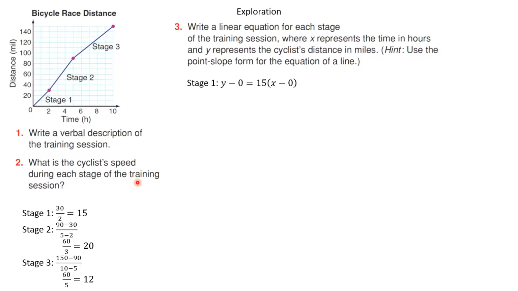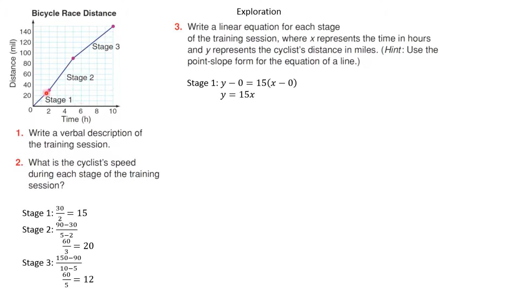All right, and question 3, the equations of the lines. So the first one, y minus 0 equals 15 times x minus 0. I use 0, 0 for the point here, just because it's easier. We could have used 2, 30. That would have been okay, but again, easier, because this simplifies to just y equals 15x.